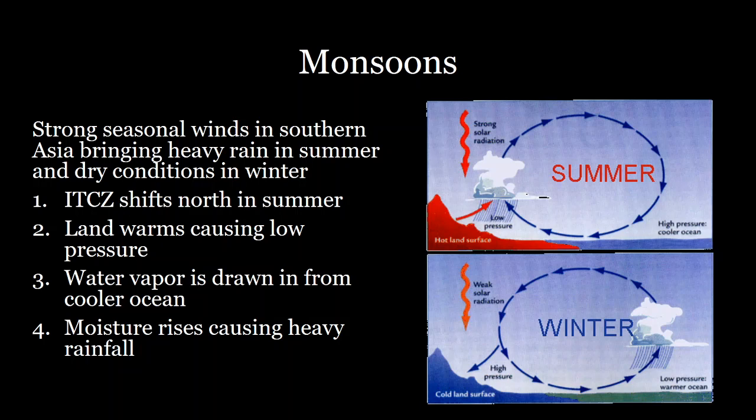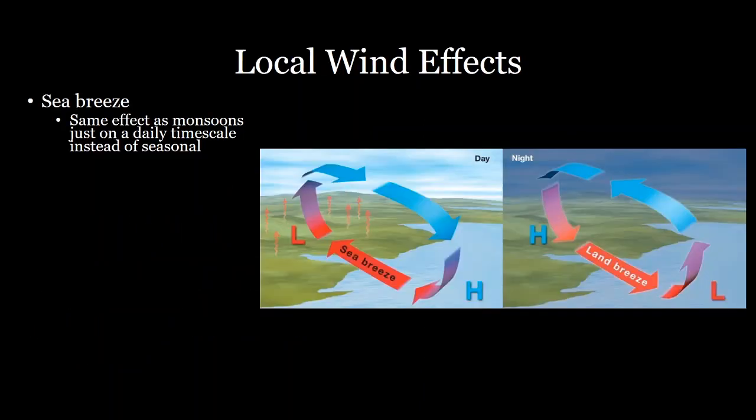But besides these large-scale events, we can have more local wind effects, such as sea breeze. You may live near the coast and have experienced these very pleasant sea breezes throughout the day. And the same kind of process that forms monsoons also causes sea breezes, but on a daily time scale instead of seasonal time scales. And so you have the land warming up during the day, causing a low pressure system, and that low pressure system draws in moisture from the ocean.